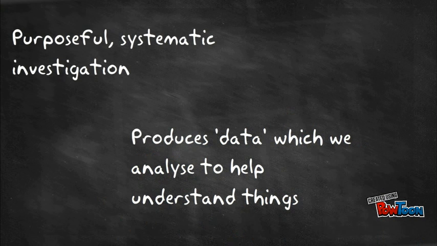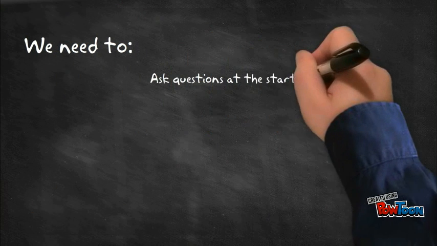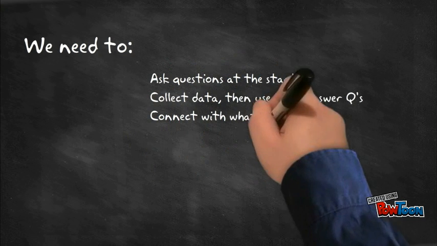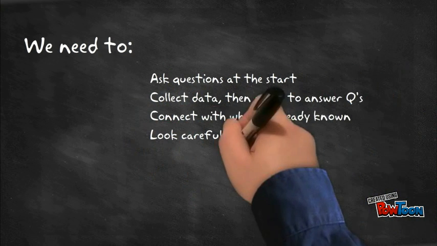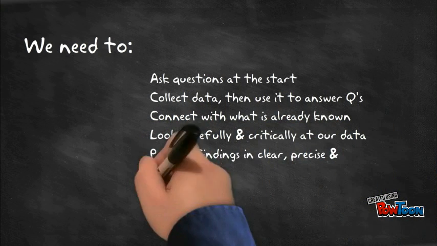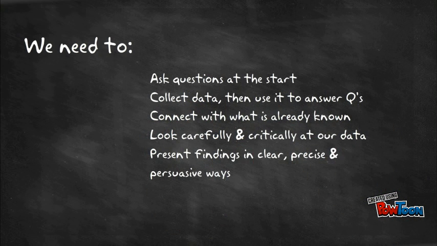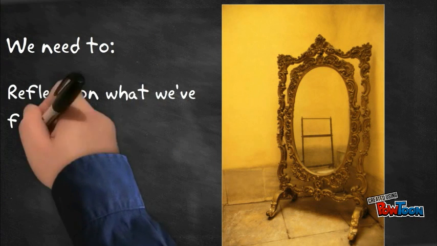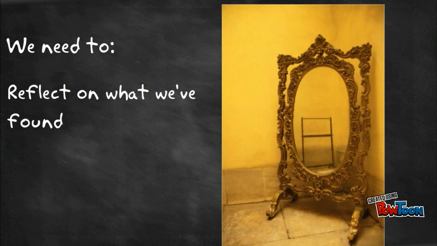We need to ask questions at the start of the investigation, collect data, then use it to answer the questions, connect the investigation to what is already known, look carefully and critically at our data to see if it is trustworthy, and present what we find in clear, precise and persuasive ways. Research is also part of educators' reflective practice, thinking hard about what you do, assessing its value, and working out how things might be done better.